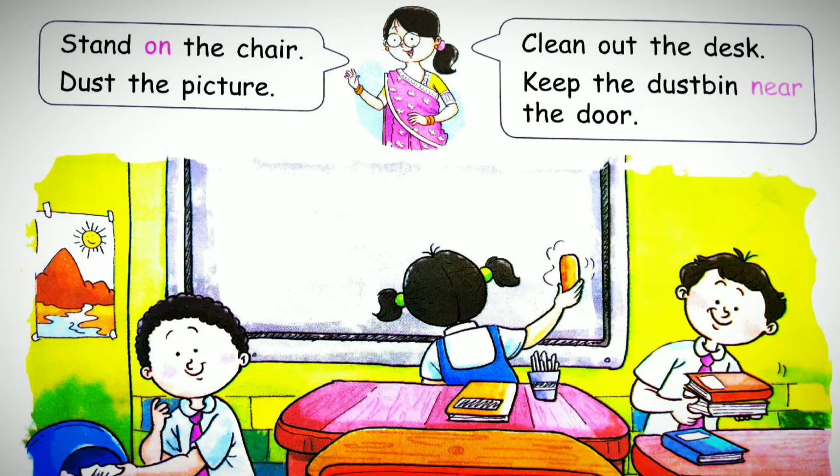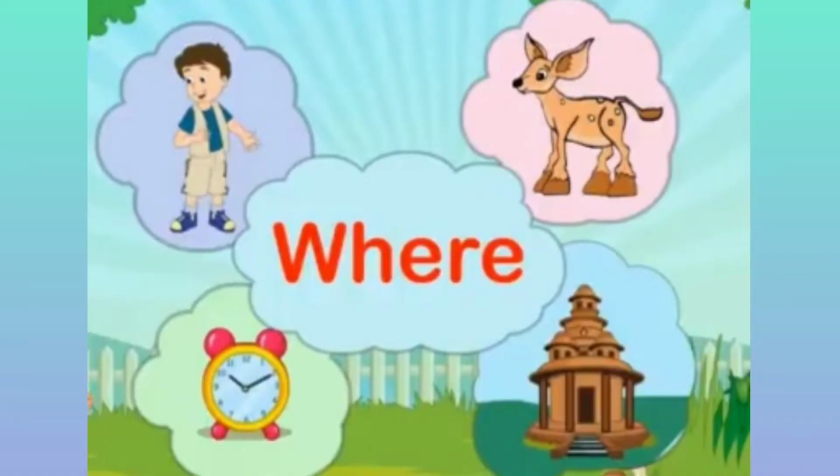Today we are studying some position words. They are on, near, under, between, in front of, etc. Position words mean where the person is, where the animal is, where the thing is, where the place is. It shows the position of the person, place, animal or thing.